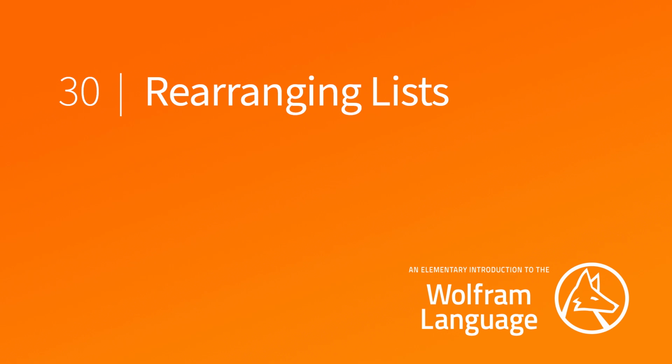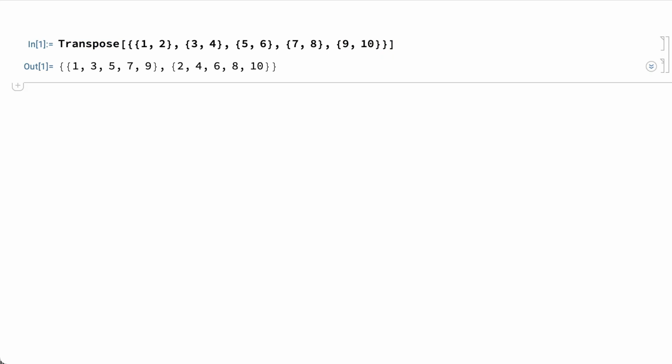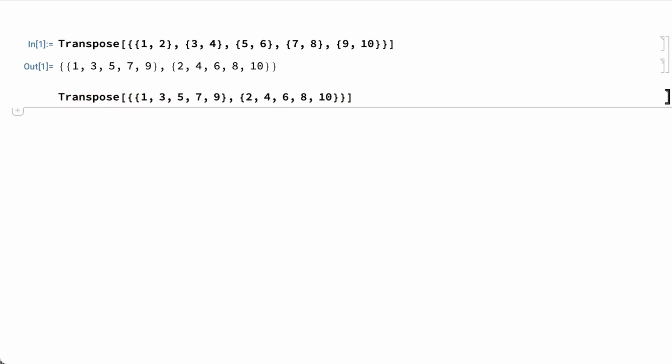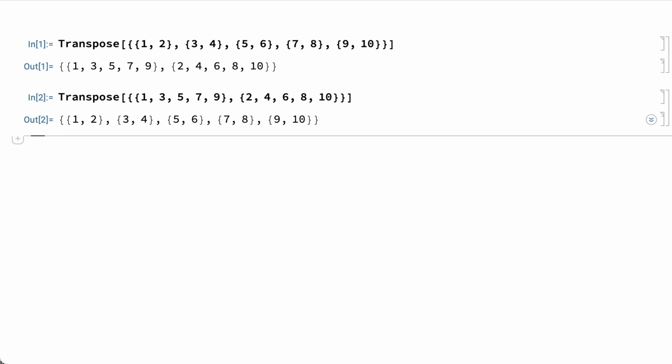Section 30 is about rearranging lists, which is a common thing to have to do for getting lists from one computation into the form needed by another. For example, this shows the transpose function used to rearrange a list of pairs to get a pair of lists. Transpose can also be used to turn a pair of lists into a list of pairs.